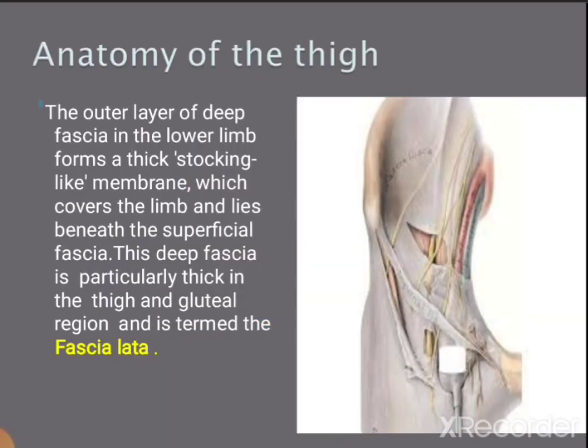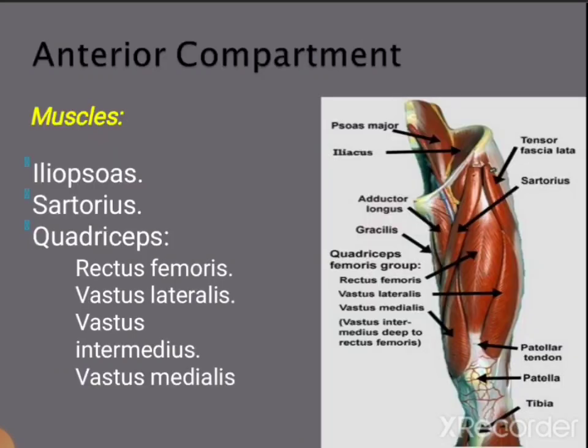Now the outer layer of deep fascia in the lower limb forms a thick stocking-like membrane which covers the limb and lies beneath the superficial fascia. This deep fascia is particularly thick in the thigh and gluteal region and is known as fascia lata. In the image, the white glistening structure is your deep fascia, that is fascia lata.